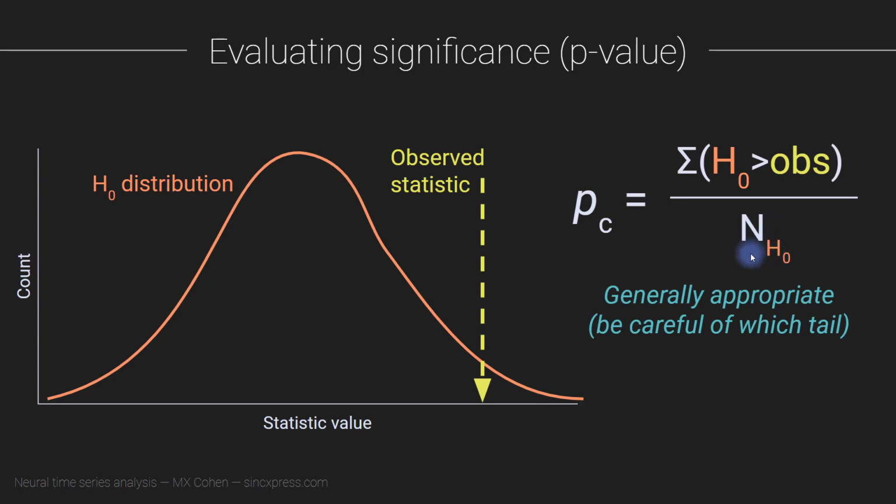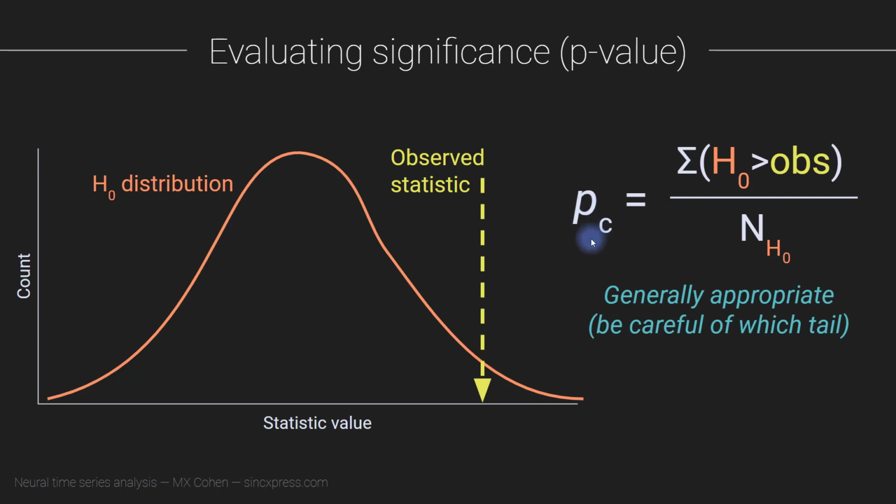So for example, let's take an easy example. Let's say you did 100 permutations. So you did 100 shufflings and you made this distribution from 100 different random shufflings of the data labels. And then you find that four of those tests out of 100 were actually larger than the observed test statistic. So then this numerator would end up being 4, the denominator is 100, so your p-value in this case is 0.04. So that's how this works.